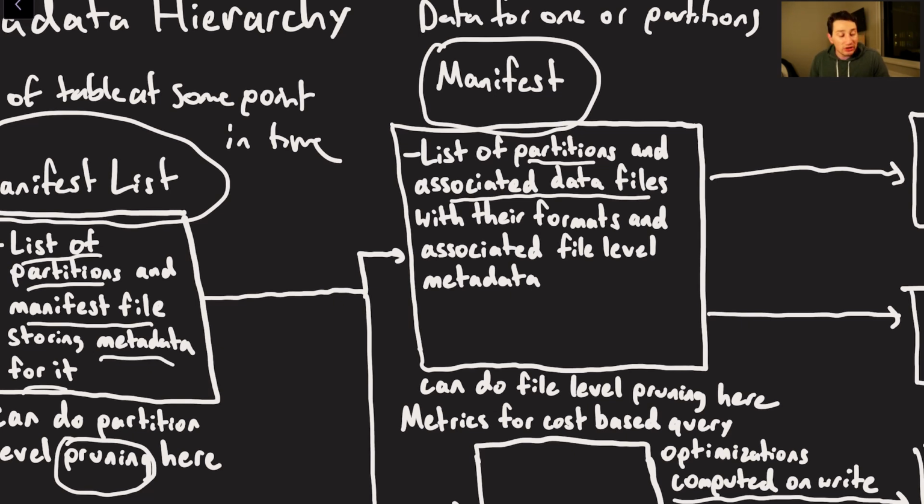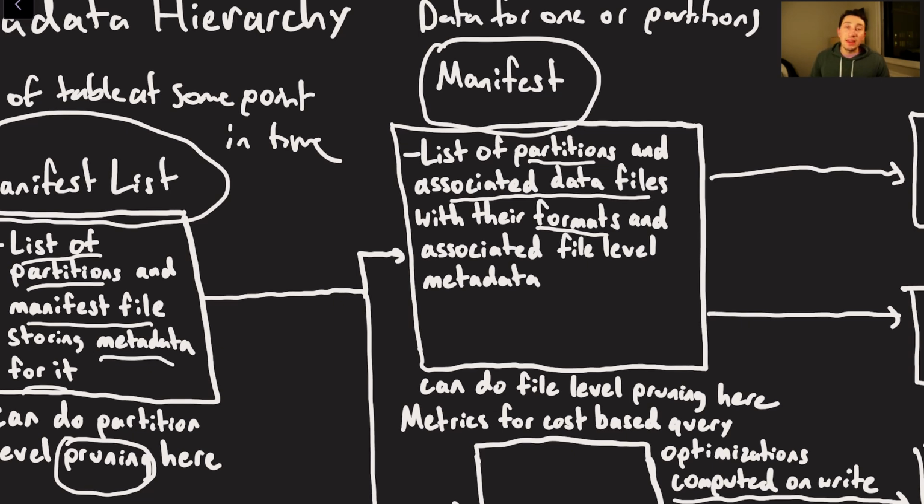Another thing that we need to know is the actual format of the data file, because Iceberg does work with many data formats, right? You could maybe be using Avro, maybe you're using Parquet, maybe you're using CSV. We're format agnostic, which is great. And so we have to list out the actual format so that we know how to read it. And of course, the associated file level metadata.